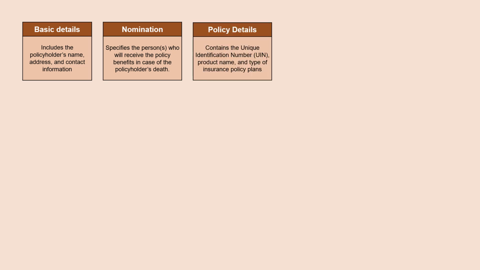Policy details. This part of the document includes specific information about the insurance policy. It lists the type of policy, for example, term life, whole life, endowment, the name of the policy, and the unique identification number, which is the UIN, assigned by the Insurance Regulatory and Development Authority of India for each product. This helps in identifying and differentiating the policy from others.